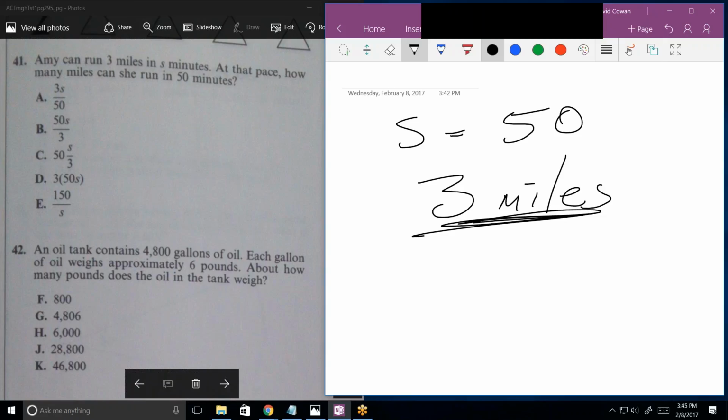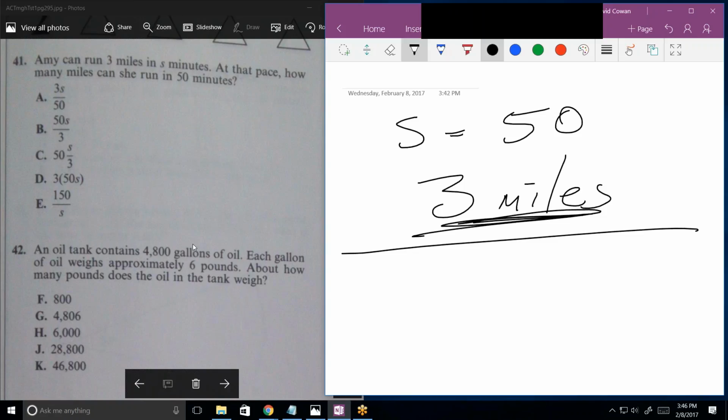So picking S of 50, one of the answers has to equal 3. A equals 3. And there you go. You got the answer. Notice that B does not equal 3. C does not equal 3. D does not equal 3. Now, E does equal 3. So this is one of the problems with picking numbers: sometimes when you make up a number for the variable, you can get 2 answers that both equal that. What do you do when that happens? Go back and pick another number.